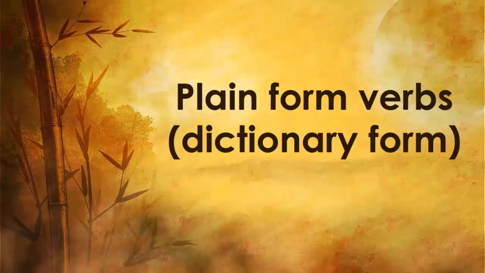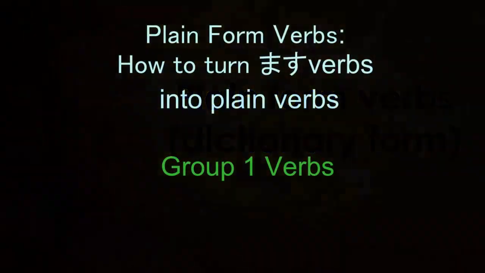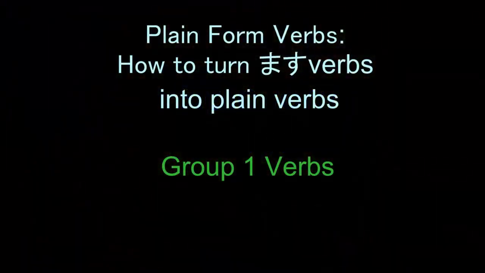We're looking at how to make plain form verbs in this video. We're going to start with masu form verbs. That's the polite form of verbs, but we're going to turn them into plain form verbs because when we use verbs within grammatical patterns or when we're talking with our friends and family, then we actually use the plain form of verbs. Another word for plain form is also dictionary form because that's how verbs appear in the dictionary.